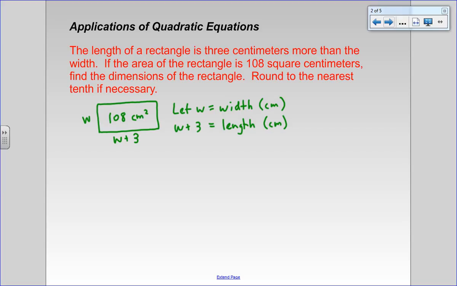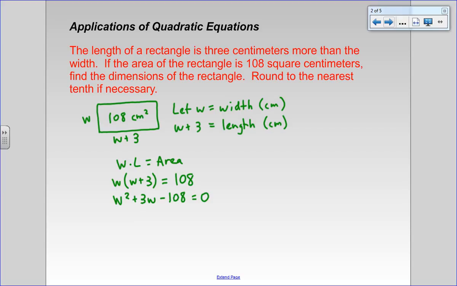Now remember that to find the area of a rectangle, we simply multiply the width times the length. So we can use this information to translate the problem into an equation. We would have W times the quantity W plus 3 equals 108. To solve the equation, we can begin by applying the distributive property on the left-hand side to obtain W squared plus 3W. And now since we see that this is a quadratic equation, we would like to write it in standard form. So let's subtract 108 on both sides. So we have W squared plus 3W minus 108 equals 0.